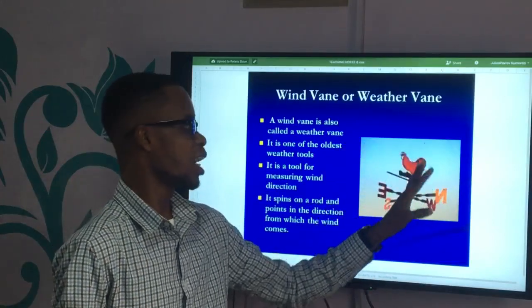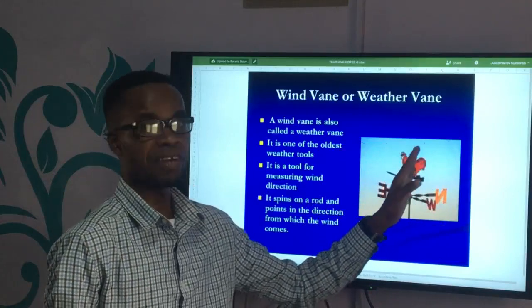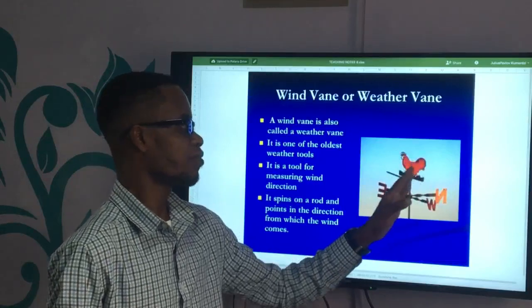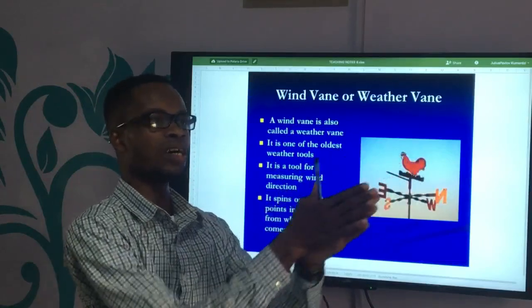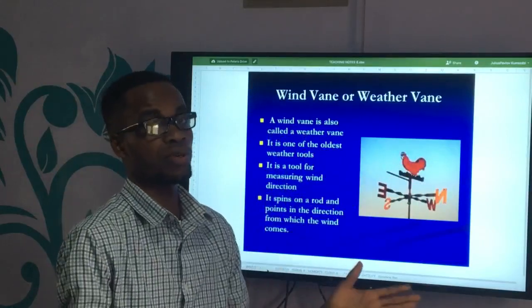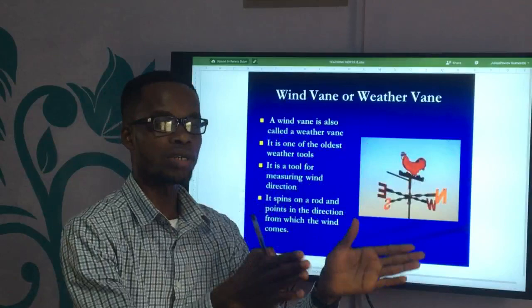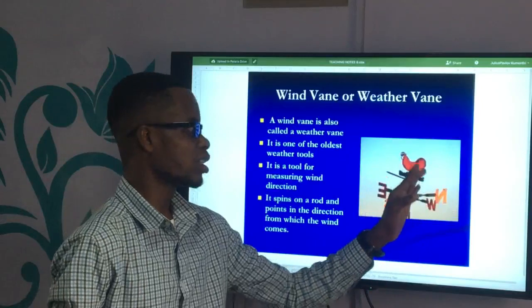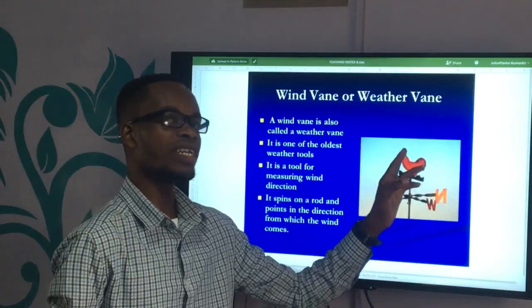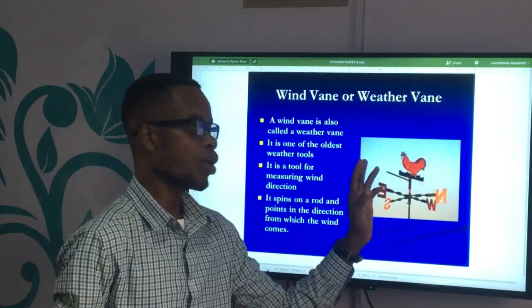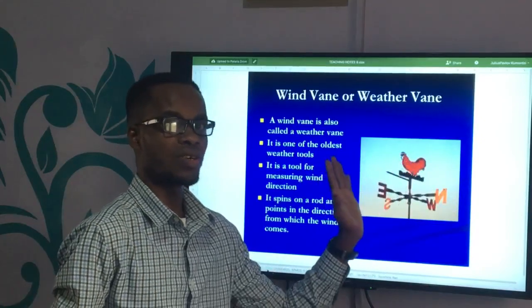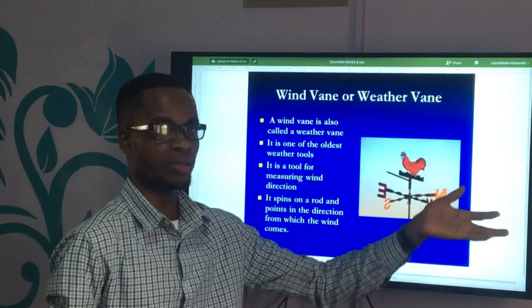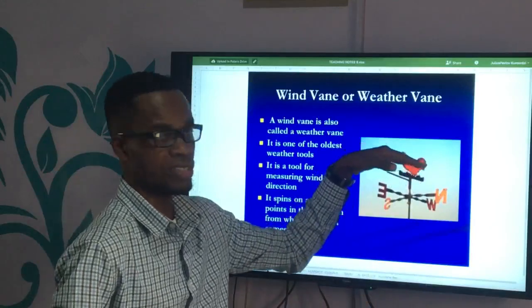Then they normally put objects like a rooster or a cock on top of it just to point at the right direction. Sometimes they can even have a dog on top of it. So anytime this turns when the wind blows, we are able to tell that where the rooster is facing is the east, or where the tail is pointing is the south or west. That's why they put this thing on it.